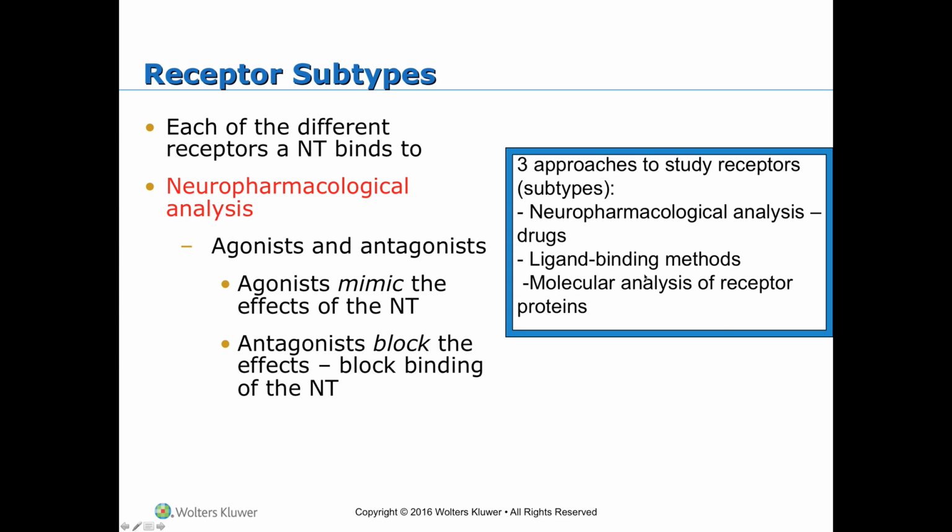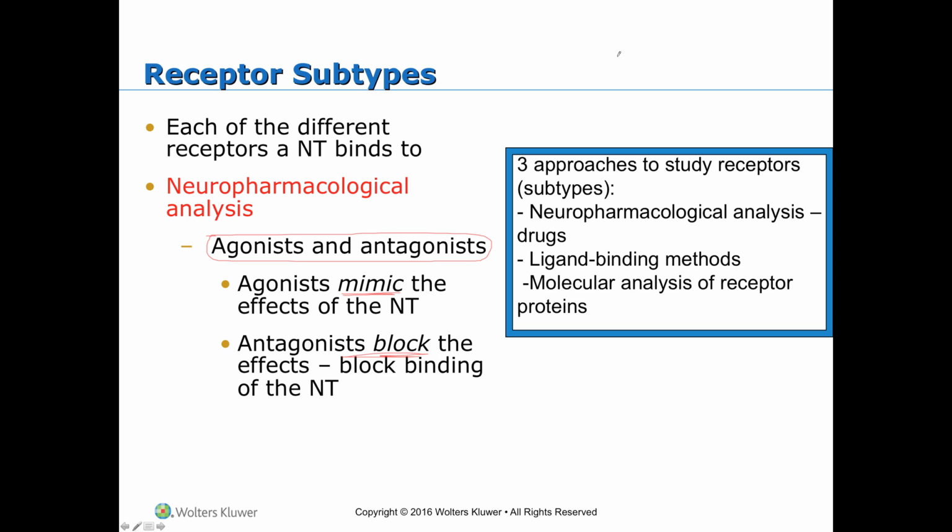So each of the different receptors a neurotransmitter binds to are different receptor subtypes. And so what we can do is we can use neuropharmacological analyses to look at classes of compounds known as agonists and antagonists. Agonists mimic the effects of the neurotransmitter, and antagonists block the effects. So we covered that briefly in the last chapter.